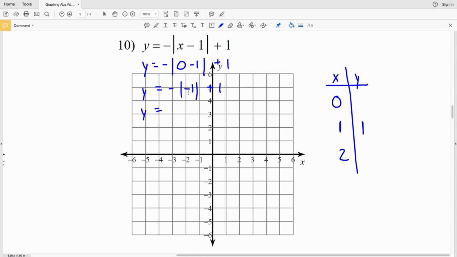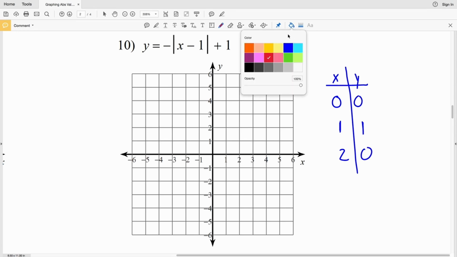So y is going to be equal to the opposite of the absolute value of -1, which is -1, since the absolute value of -1 is 1, and we're taking the opposite of that, that's -1, and then we still have to add 1. So y is going to be equal to -1 plus 1, which is 0. So when x is 0, y is 0, and when x is 2, y is also 0.